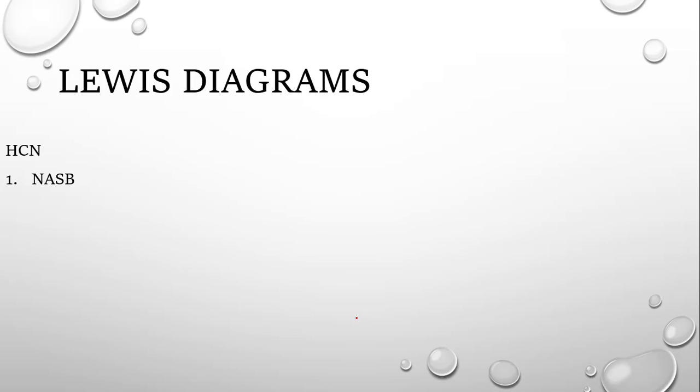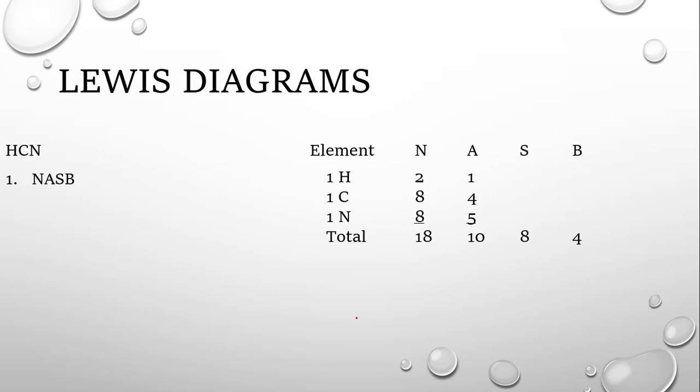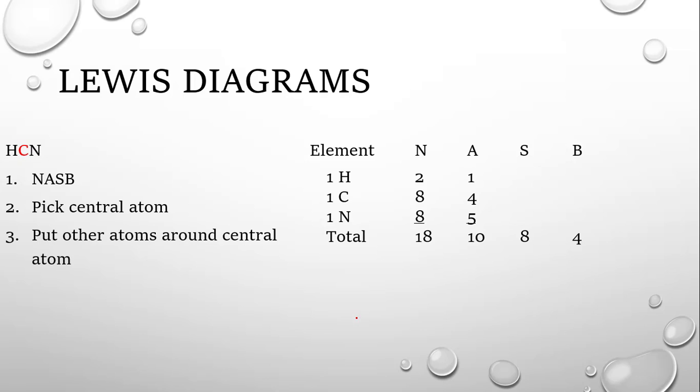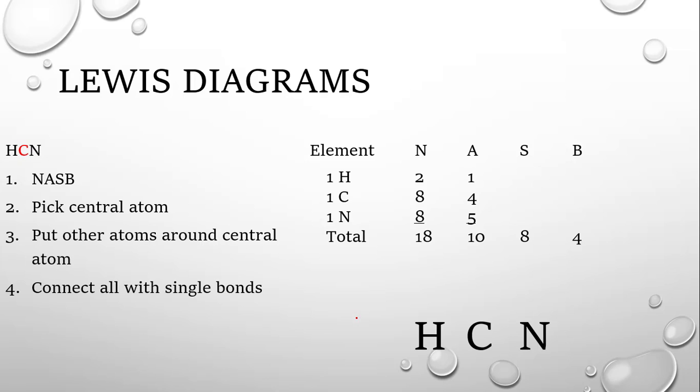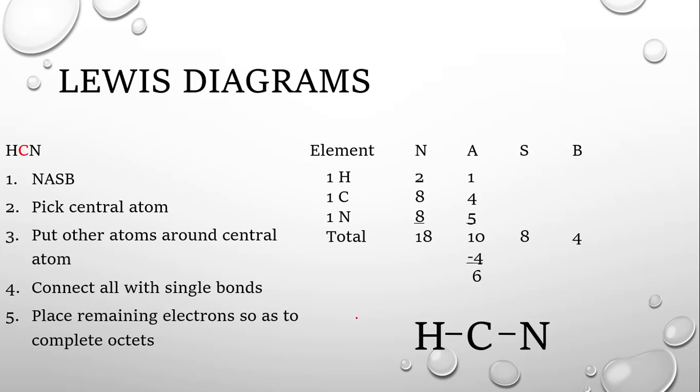How do we get it? We started with the NASB. There's the completed table. And once again, in this case, we need to share 8 and have 4 bonds. Carbon will be the central atom. So then we're going to put the other atoms around the central atom. I connect all with a single bond, take away the 4 electrons from the available, so I now have 6 left. Now I'm going to place the remaining electrons as pairs to complete the octets. And so I'll put 2 pairs around the carbon and 1 pair on the nitrogen.